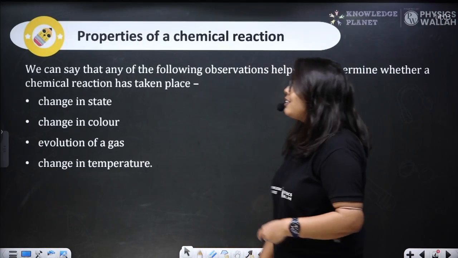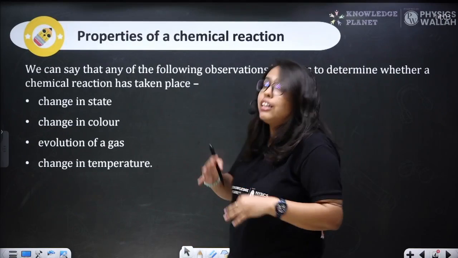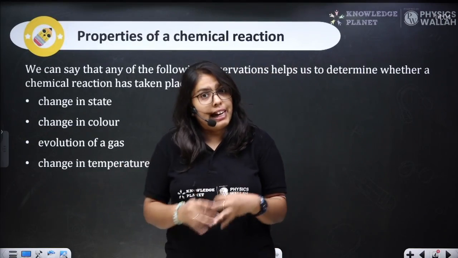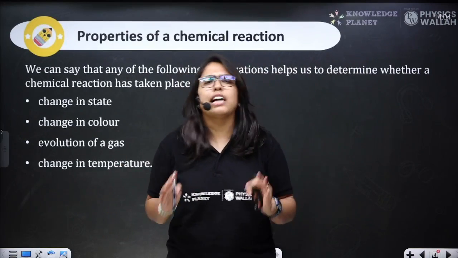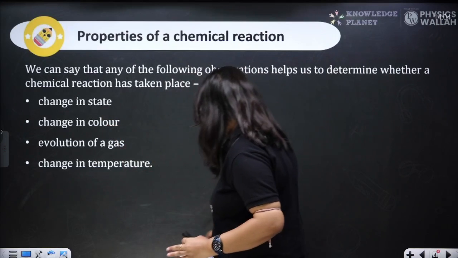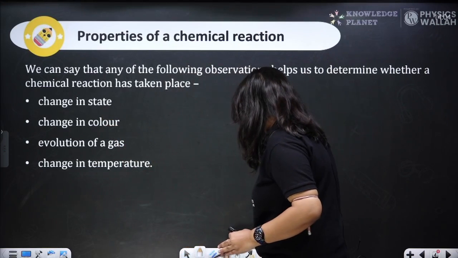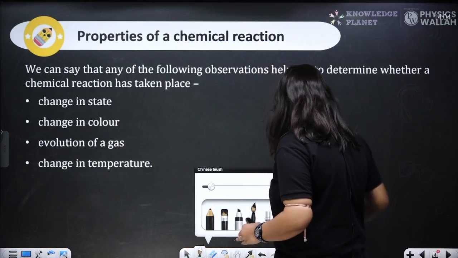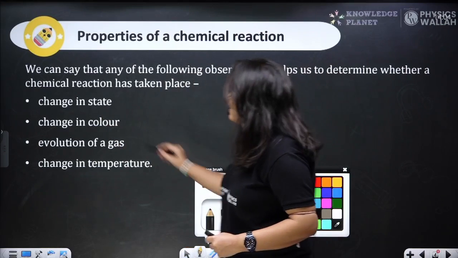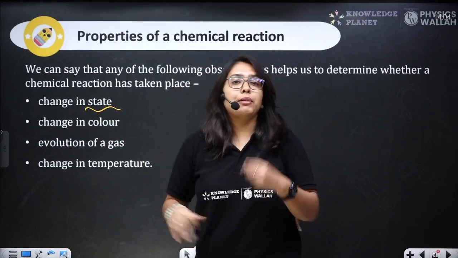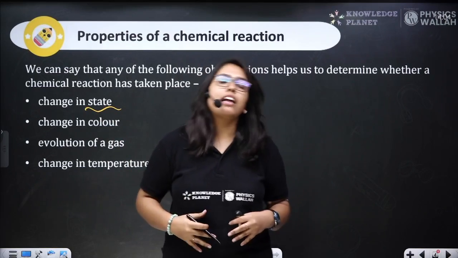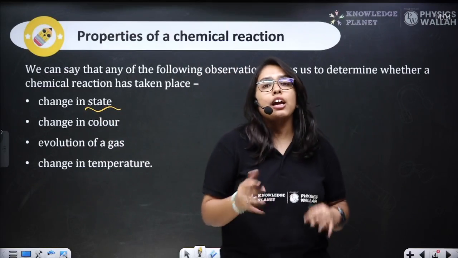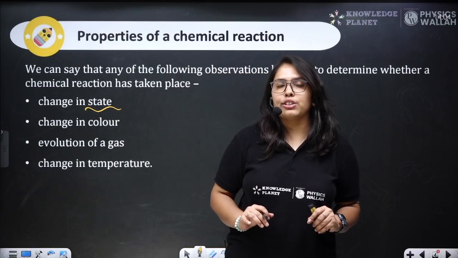But what are the changes? The changes are either in the form of the state. The state might change. We know states are of three types. It can be solid, liquid and gaseous state. So when there is a change in state, we can say that all right, a chemical reaction is taking place.